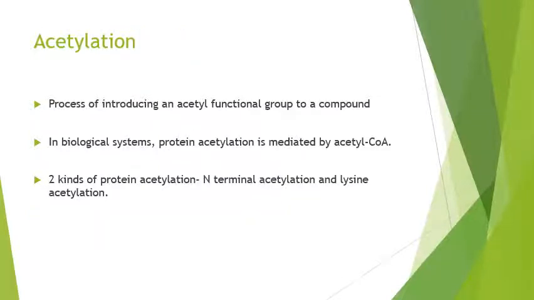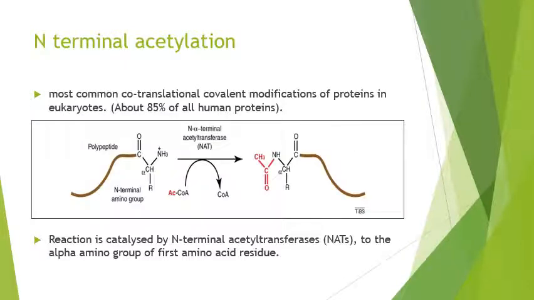So acetylation, what exactly is it? It is the process of introducing an acetyl functional group to a compound. In biological systems, acetylation is mediated by a substrate called acetyl coenzyme A. There are two kinds of protein acetylation: N-terminal acetylation and lysine acetylation. N-terminal acetylation is one of the most common co-translational covalent modifications of proteins in eukaryotes, constituting around 85% of human proteins.